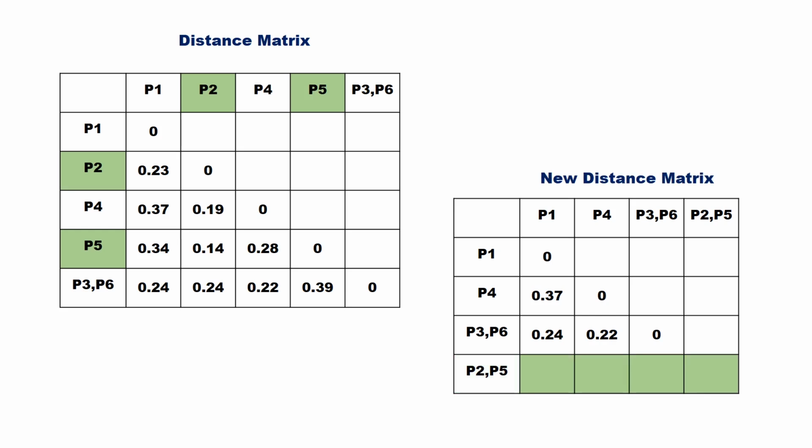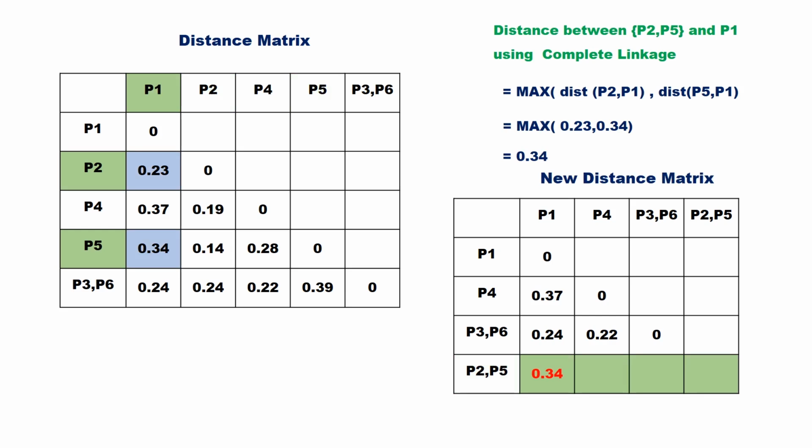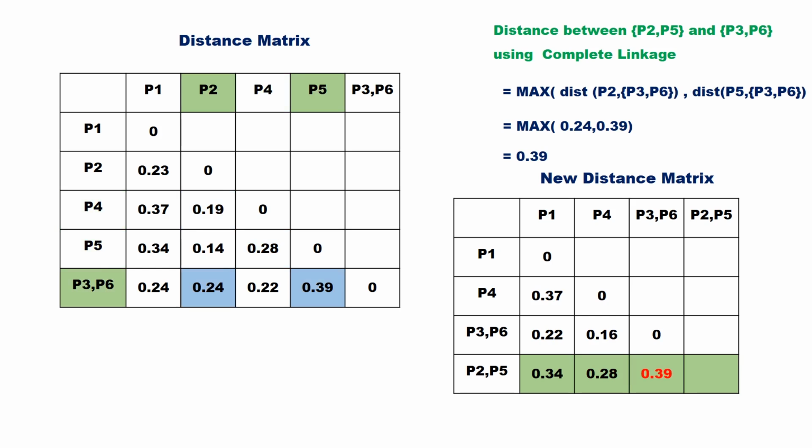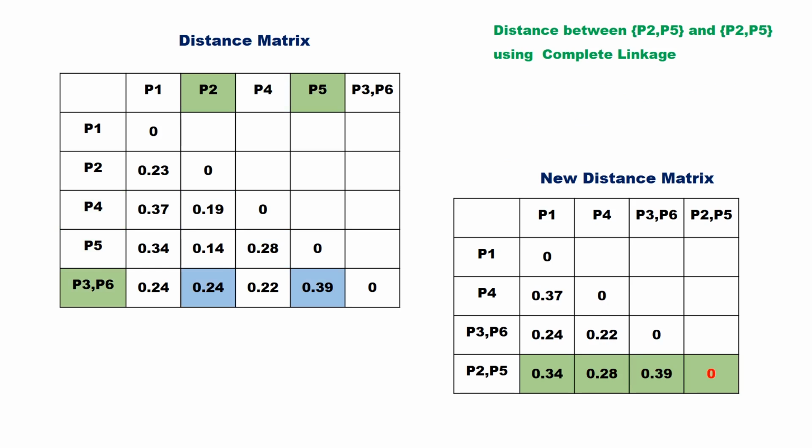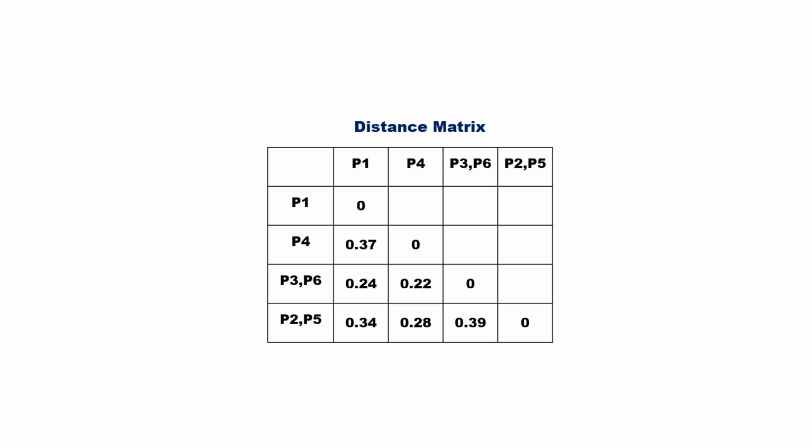Calculate the distance to P2, P5 as we have done earlier. The distance between P2, P5 and P1 is 0.34. The distance between P2, P5 and P4 is 0.28. The distance between P2, P5 and P3, P6 is 0.39. The distance between P2, P5 and P2, P5 is 0. Here is the updated distance matrix.